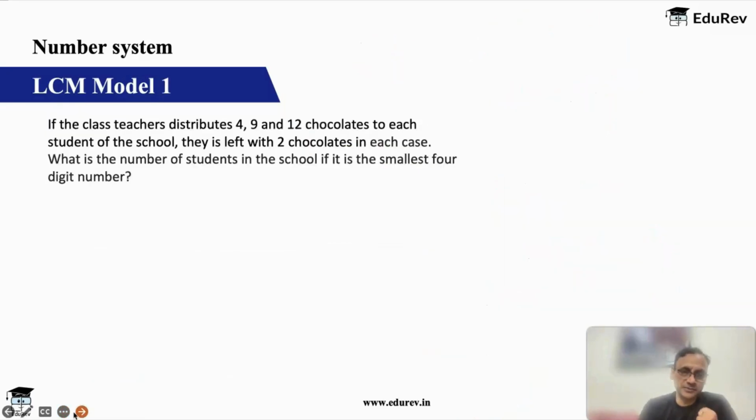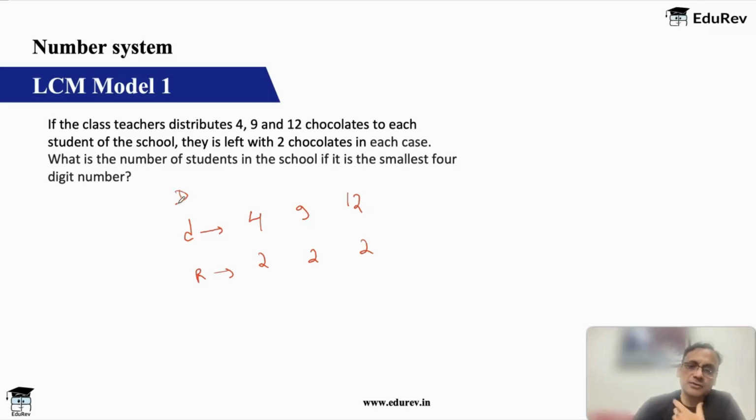For example, consider this question: if a class teacher distributes 4, 9 and 12 chocolates to each student of the school, they are left with, ignore the spelling mistake here, 2 chocolates in each case. That means if they distribute 4 chocolates, they're left with 2; if they distribute 9, also 2; if they distribute 12, also 2. These are the divisors, these are the remainders. What is the number of students in the school if it is the smallest 4-digit number? So the dividend is what we have to find.